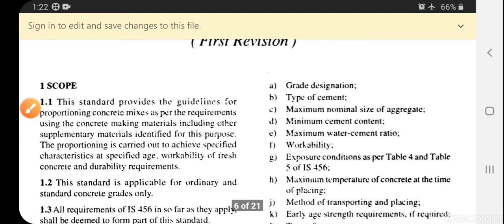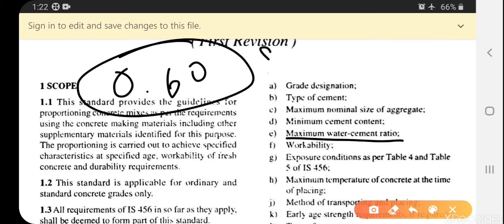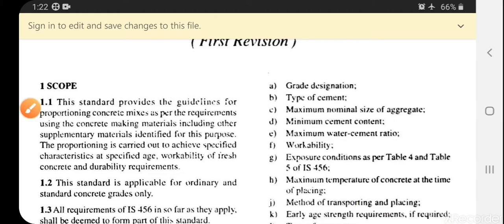Next, maximum water cement ratio. What is the maximum water cement ratio? For example, 0.6. Why do we need to take 0.6? What is the reason behind this 0.6? This all comes under the design. Next, workability. What do you mean by workability? Workability is nothing but the ease of mixing of concrete, flowing, transportation, compaction, and the finishing stage.